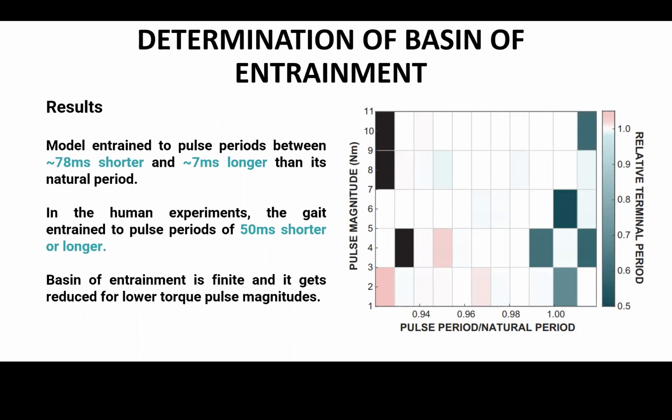From our simulations, the model entrained to pulse periods between 78 milliseconds shorter and 7 milliseconds longer than its natural stride period. However, in human experiments, the gait entrained to pulse periods between 50 milliseconds shorter and 50 milliseconds longer. What we can also notice from this plot is that the basin of entrainment is finite and it gets wider with increasing torque pulse magnitude.